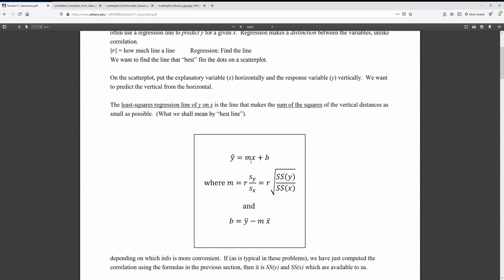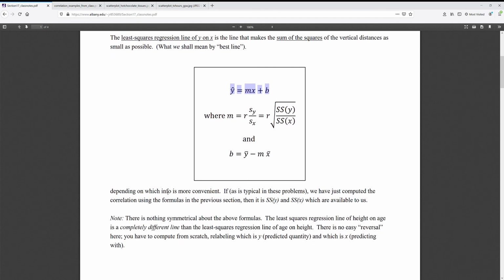Okay, now you've got m and you've got b, so you've got your line. You've got y hat equals number times x plus number. You've quantified the least squares regression line, and now you can plug in numbers and actually solve things. So that's the theory, basically. We'll do the examples in the next video. Some concluding remarks. I think I've talked about most of this already.